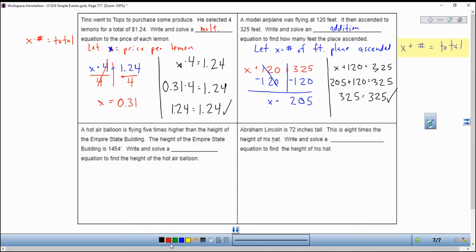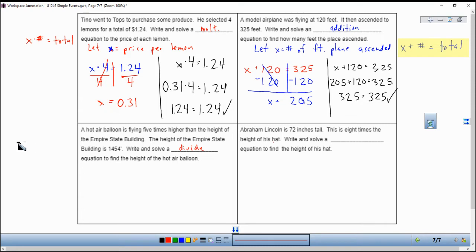We got a hot air balloon is flying 5 times higher than the height of the Empire State Building. The height of the Empire State Building is 1,454 feet. So we don't know the height of the hot air balloon, but it's 5 times above the height of the Empire State Building. So if we take the height of the hot air balloon and divide it by 5, we should get Empire State Building.